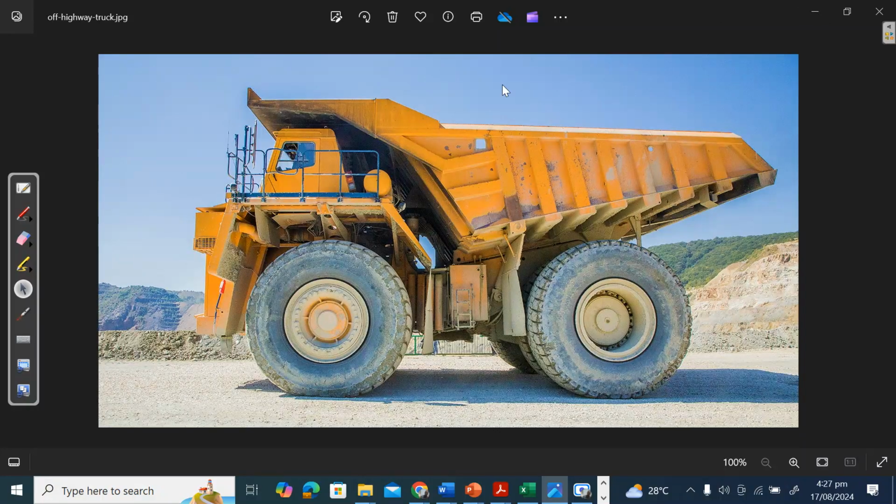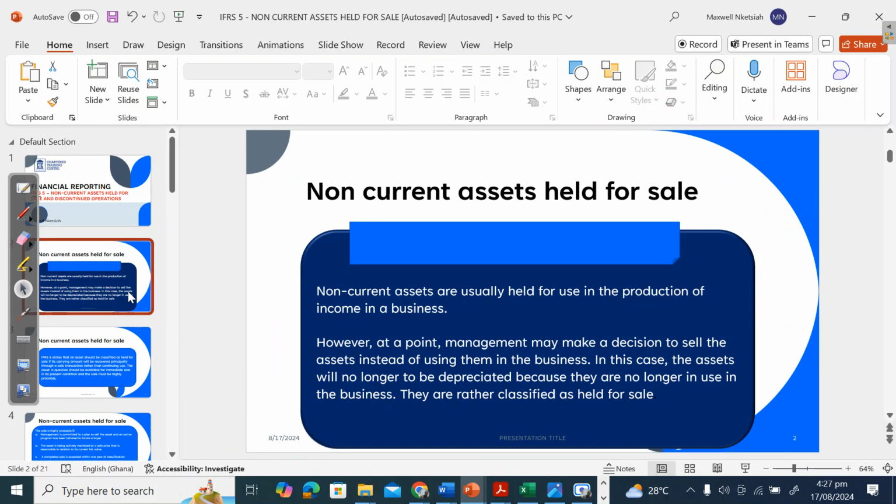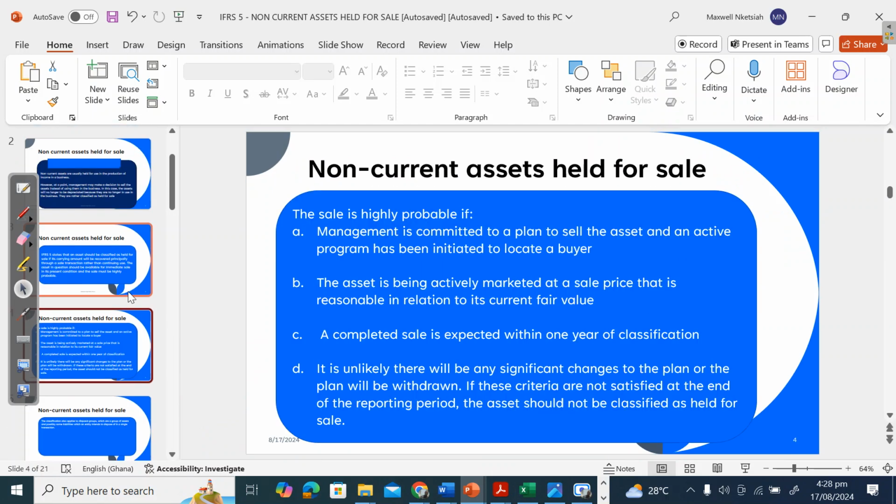So let's look at conditions that must be met before we can recognize an asset as held for sale. One is that management is committed to a plan to sell the assets, and an active program has been initiated to locate a buyer. So they have sat down, planned the sale of the assets, and they are already looking for a buyer.